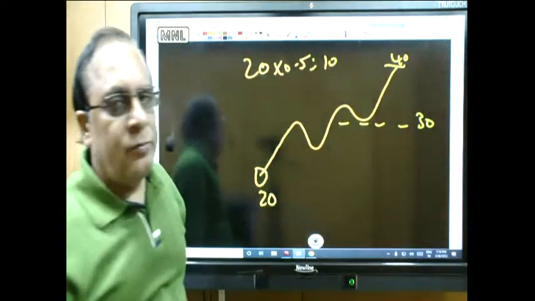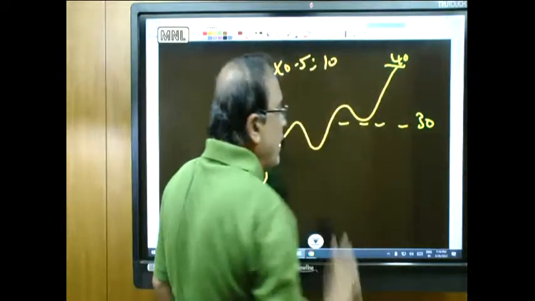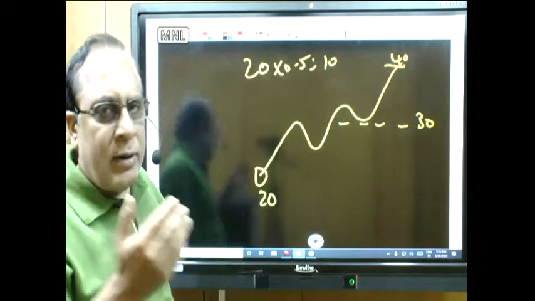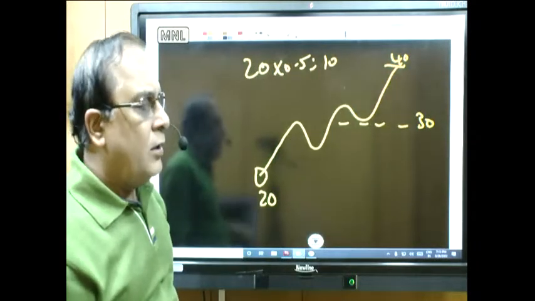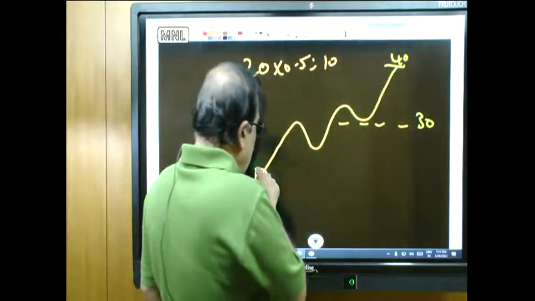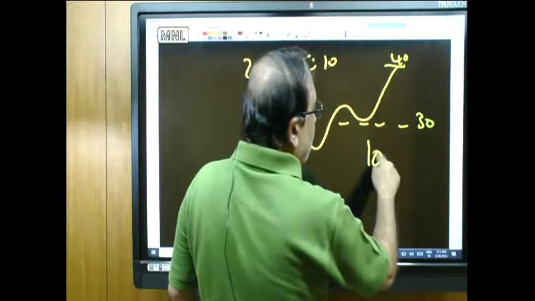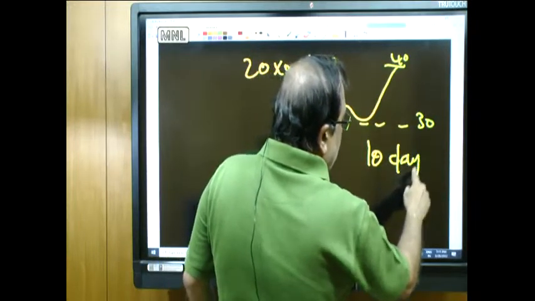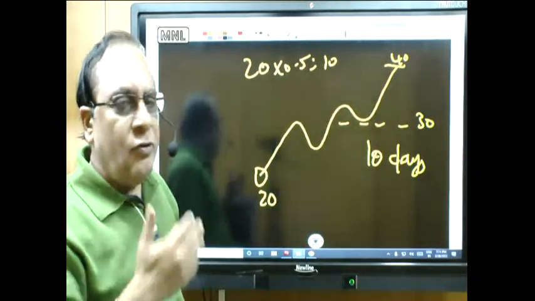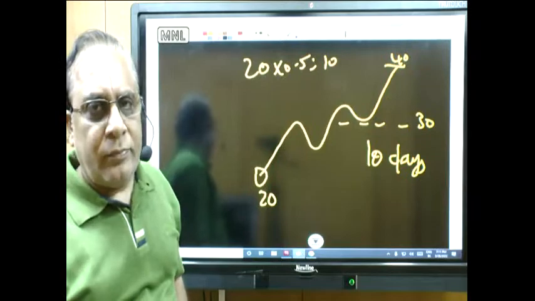You get 30 rupees. Now, let us say the time. In the normal types of Fibonacci ratios and numbers, you have only the price levels. Now we are looking at the time factor also. So how many days has it taken from 20 to 40? Let us say it has taken 10 days. So 10 days it has taken to rally from 20 to 40. That means it has rallied by 20 rupees in 10 days' time.